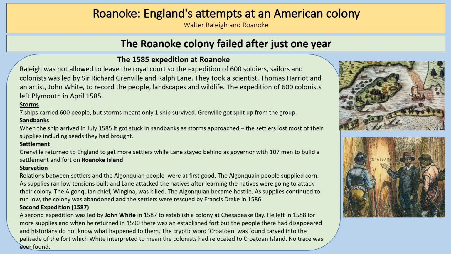Now, a second expedition was led by John White in 1587 to establish a colony at Chesapeake Bay. He left the colony in 1588 for more supplies, and when he returned in 1590, there was an established fort, but the people there had disappeared, and historians do not know what happened to them. The cryptic word Croatoan was found carved into the palisade of the fort, which White interpreted to mean the colonists had relocated to Croatoan Island, but no trace was ever found.